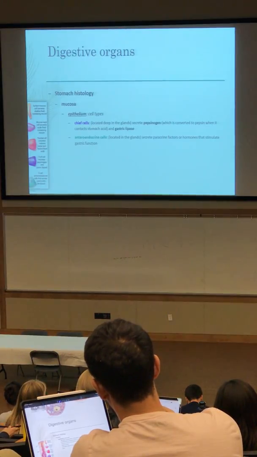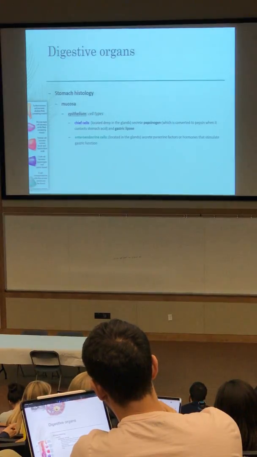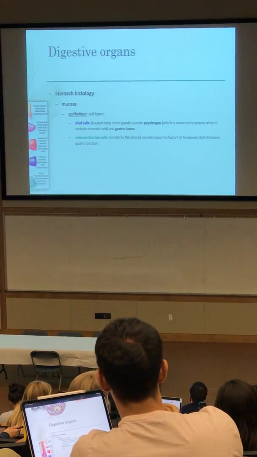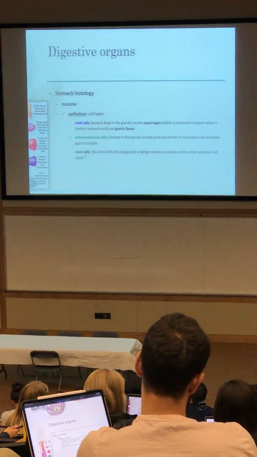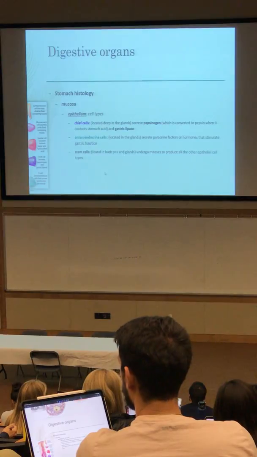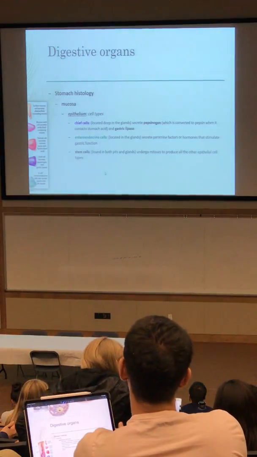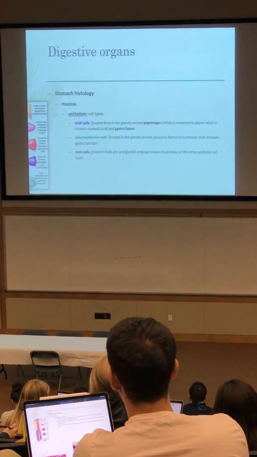Right? So all along the digestive tract you have these cells. So they're not only in the stomach, they're also in the duodenum, they're also in the small intestine, the large intestine. They're important. And then finally, we have stem cells, and these are found both in the pits and the glands, and they produce all the other cell types. So they're stem cells for all the other epithelial cells that we've mentioned up to this point.